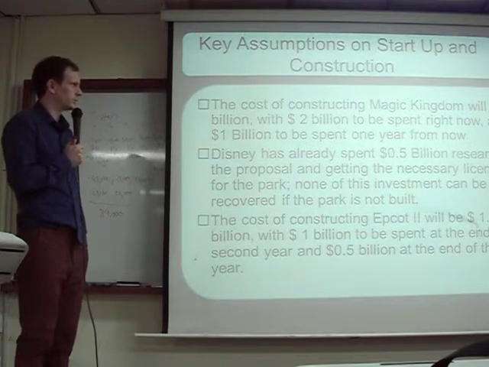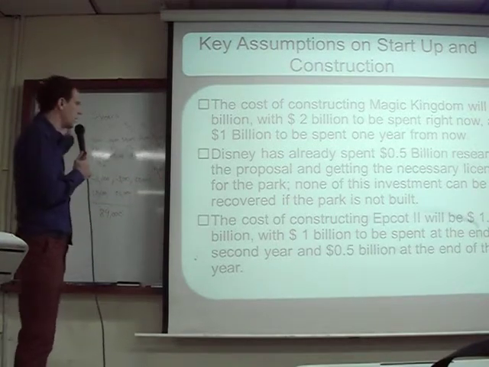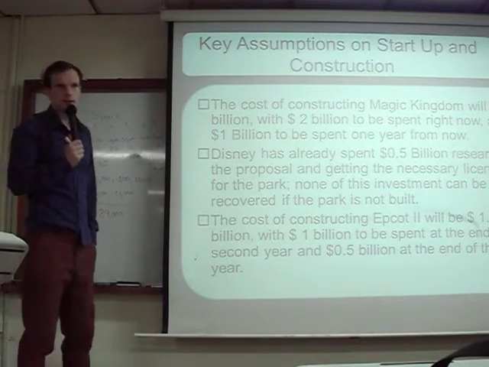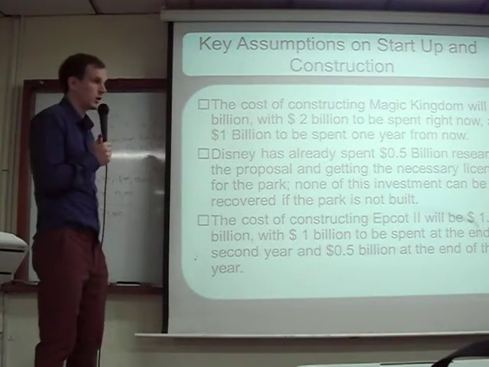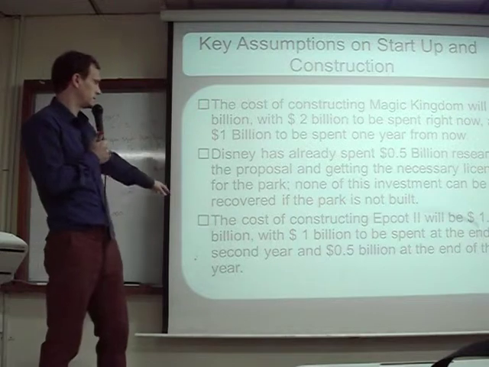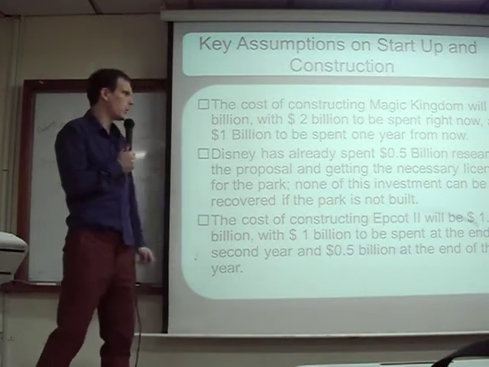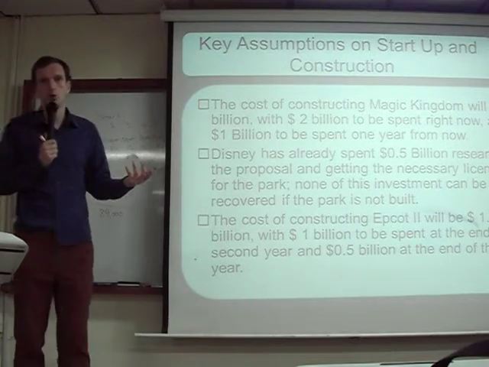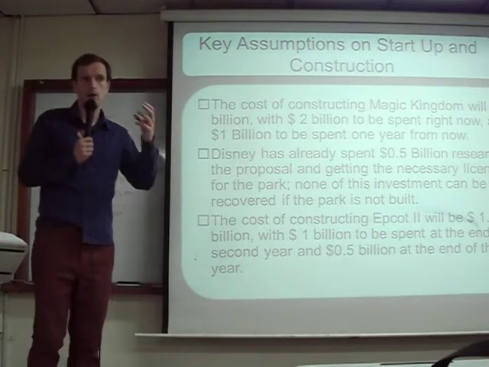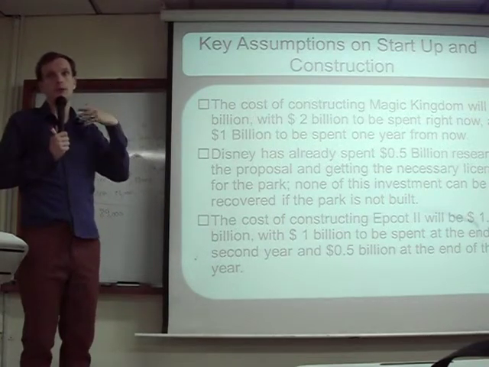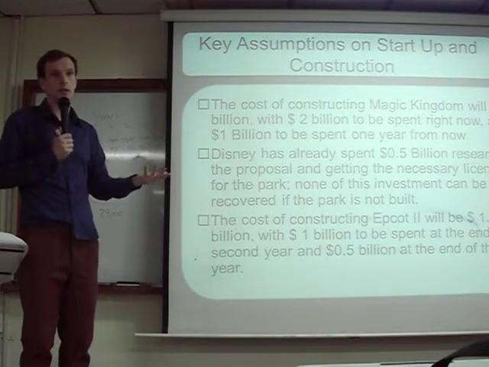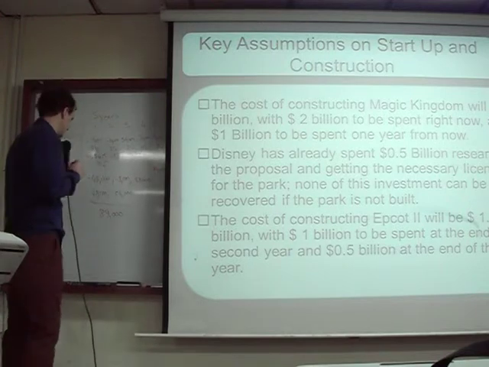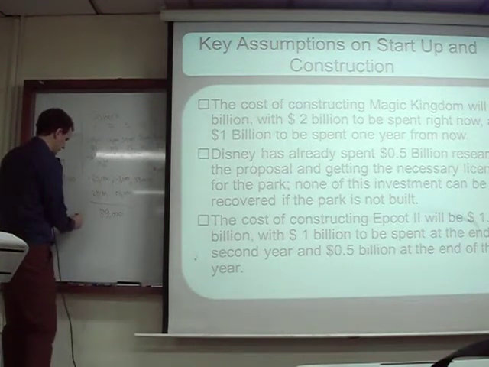$2 billion right now, $2 billion in year zero, $1 billion after year one. Disney has already spent $500 million researching the proposal and getting the necessary licenses. Especially for construction projects, we have to spend money before. We have to get planning permission. Do you understand planning permission? Planning permission means we have to get permission to build.